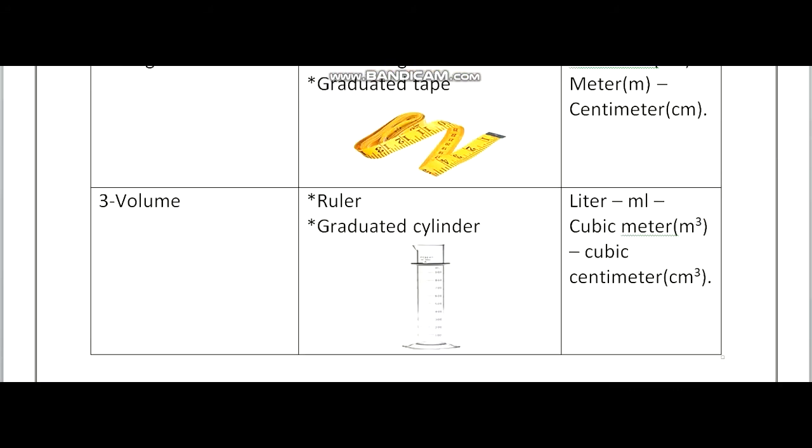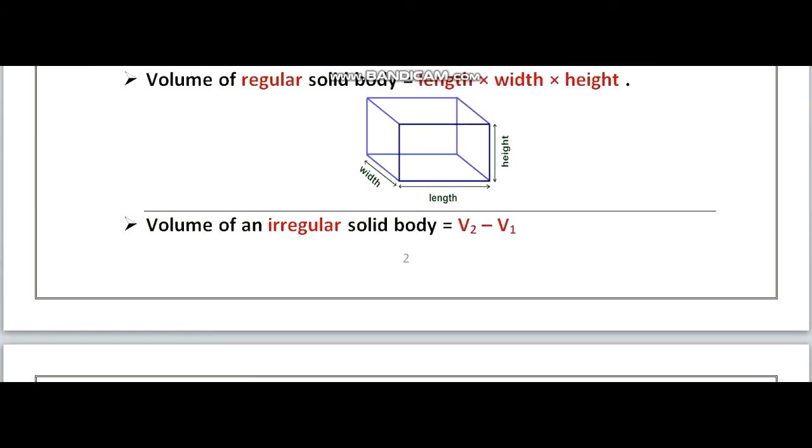I can use a graduated cylinder to measure the volume of an irregular body, like a stone, like a ball. For any irregular body, I can't use a ruler, so I will use a graduated cylinder. And the law of measuring volume will be volume equals V2 minus V1. V2 is the volume of the water inside the cylinder with the irregular body. And V1, or volume number 1, is the volume of the liquid or the water inside the cylinder.